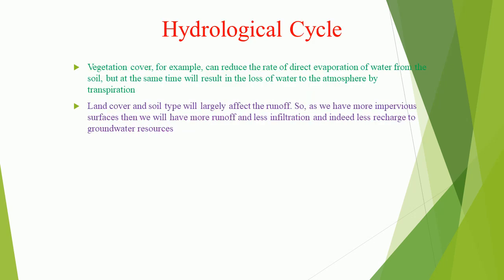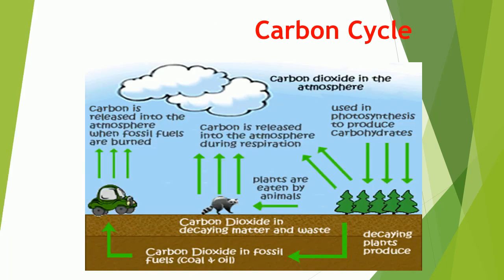Vegetation cover, for example, can reduce the rate of direct evaporation of water from the soil, but at the same time will result in the loss of water to the atmosphere by transpiration. Land cover and soil type will largely affect the runoff. So, as we have more impervious surfaces, then we will have more runoff and less infiltration and indeed less recharge to groundwater resources.